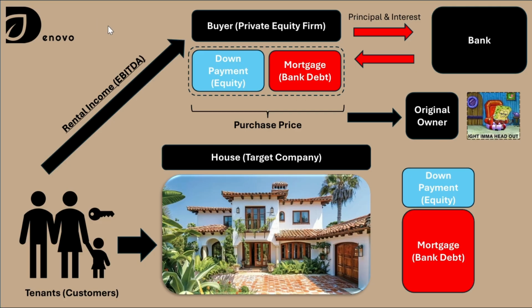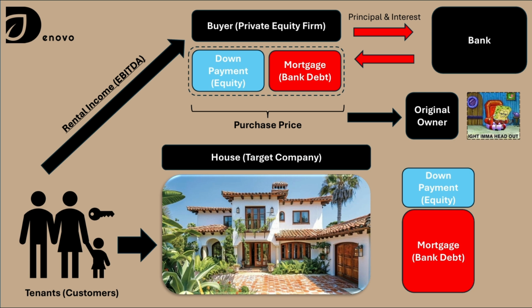Guys, in this video, we're going to show you how purchasing a home with a mortgage is basically the same thing as an LBO. So, in this scenario, let's pretend that you find a house that you'd like to buy. You do not want to pay with your own money for the entire purchase price, so you reach out to a bank to provide you with a mortgage.